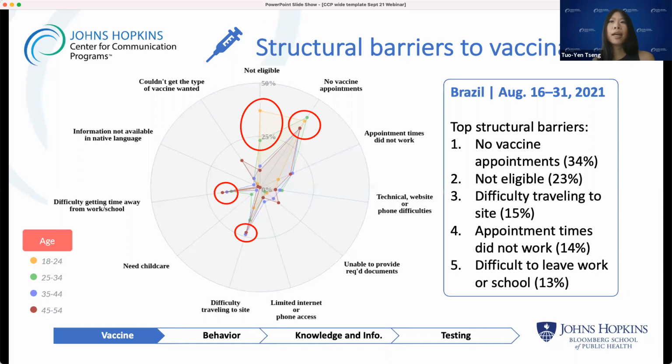Please also note that although we are focusing on the unvaccinated participants here for the purpose of demonstration, users can also interact with the dashboard to select the vaccinated group and view the barriers they experienced when trying to get a COVID vaccine.